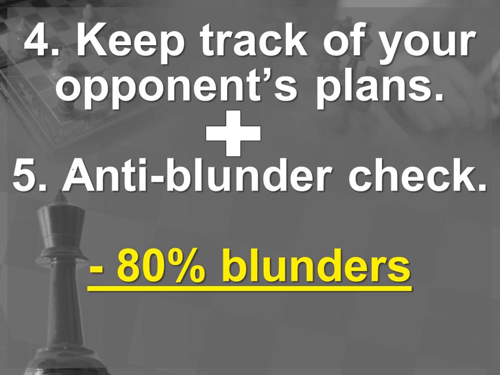So first, after an opponent's move, ask yourself what is an idea behind that move and what is he going to do next. After that, think about your move, and once you decided what you're going to play, perform the anti-blunder check. Ask yourself which attacking replies can my opponent play. If you follow this process of thinking, you will eliminate most of your blunders.